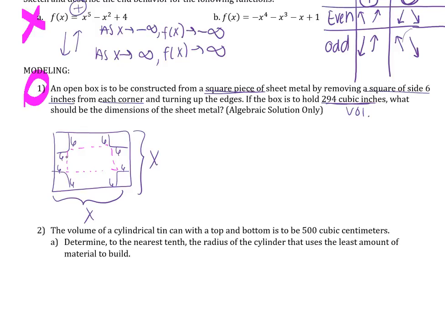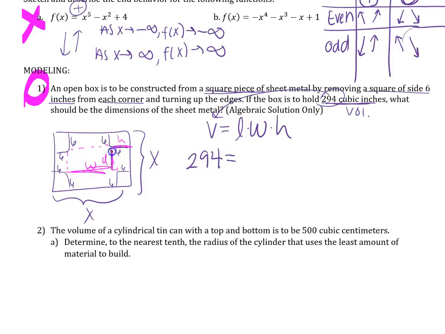When you create this box, this is your length and width. This would be your height. Length, width, height, or vice versa in here. It doesn't matter. So when it's talking about 294 cubic inches, that's a volume. So we're going to set volume, which is length times width times height, equal to 294.